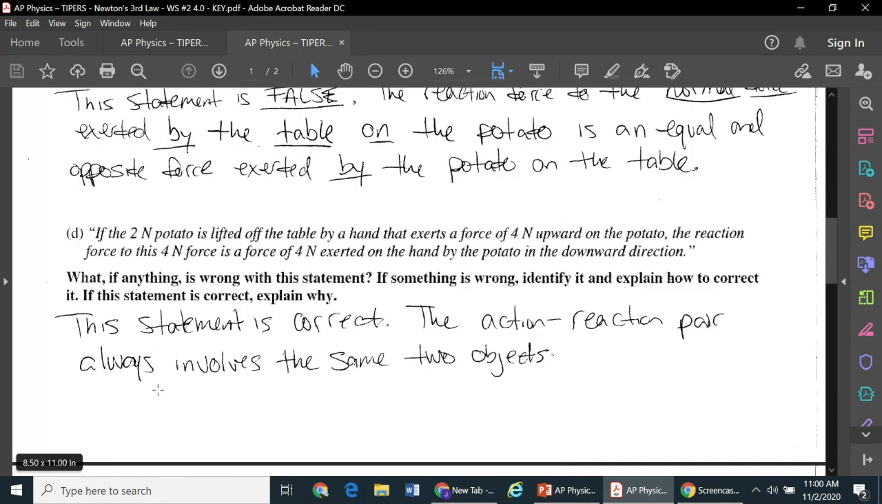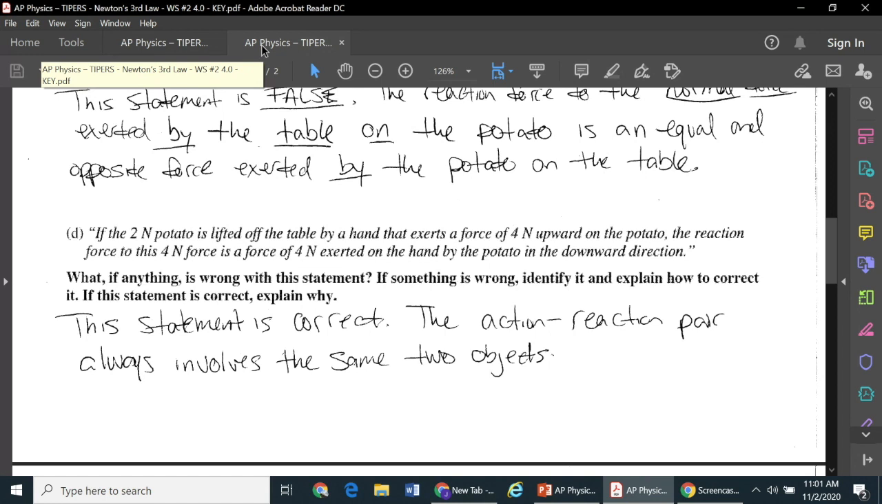The statement is correct. The reaction-reaction pair involves the same 2 objects. And since the action-reaction pairs are always supposed to involve the same 2 objects, this one is correct. Take a second to pause this video here and write that down, and when you hit play, we'll move on.